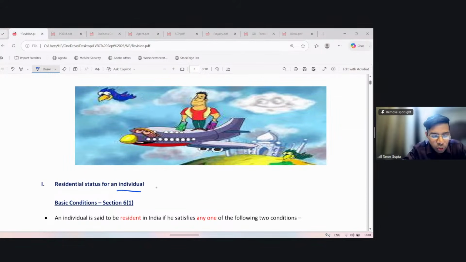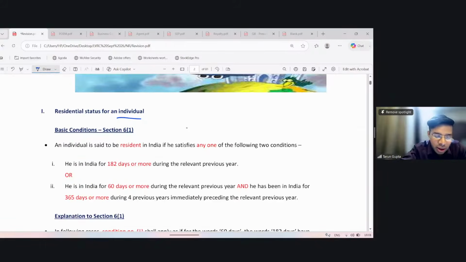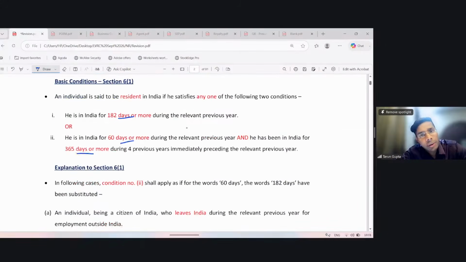In case of an individual, an individual is said to be resident if he satisfies any one of the following two conditions. We call them basic conditions. What are these? One, he is in India for 182 days or more during the relevant previous year, or two, he is in India for 60 days or more during the relevant previous year, and he has been in India for 365 days or more during 4 years immediately preceding the relevant previous year.